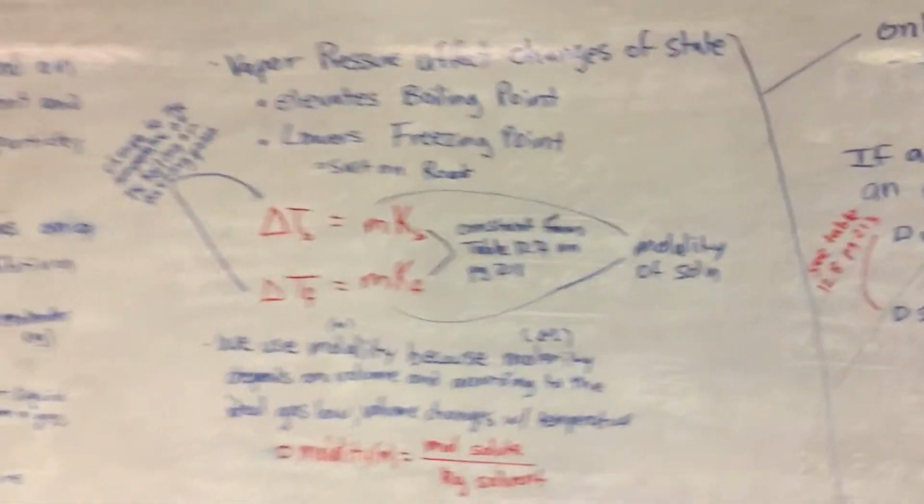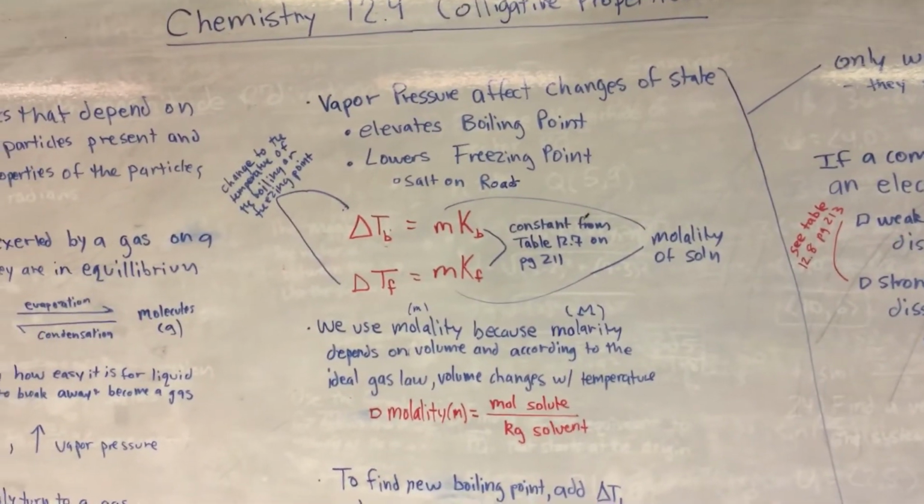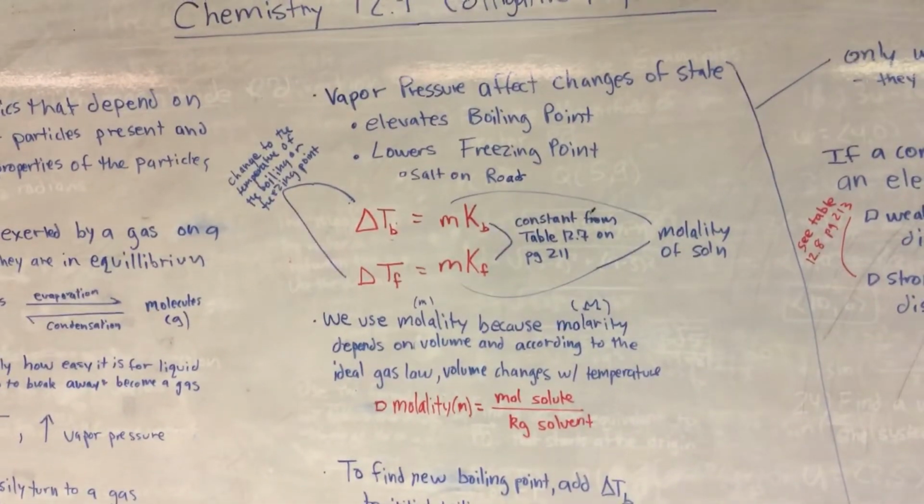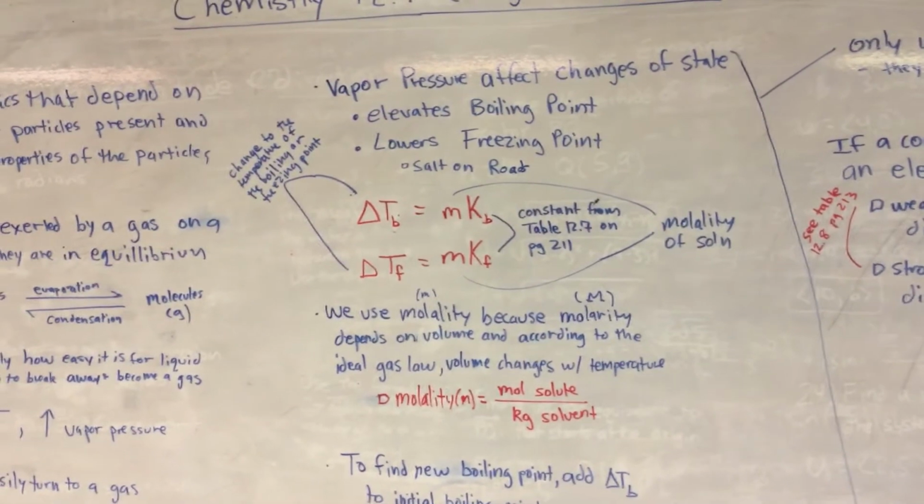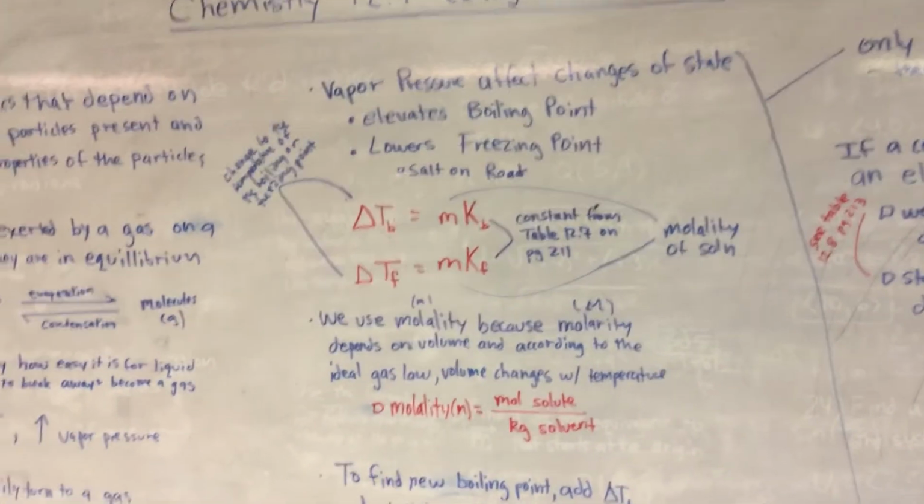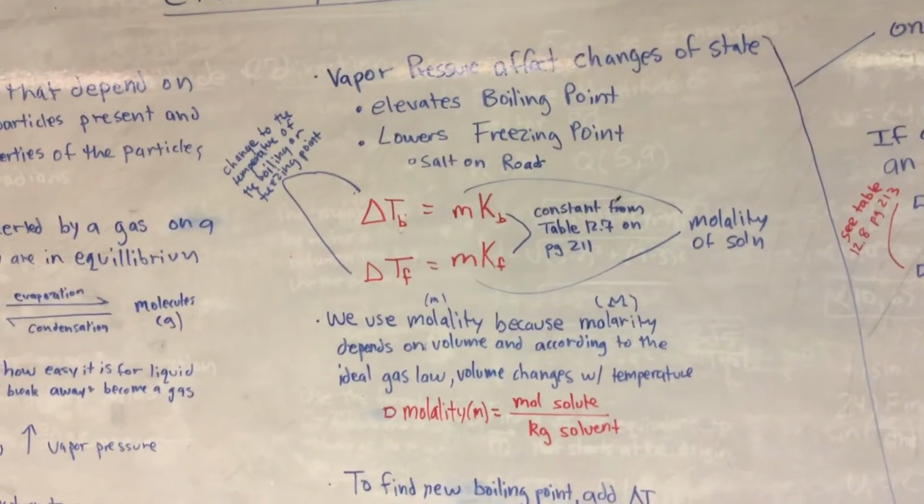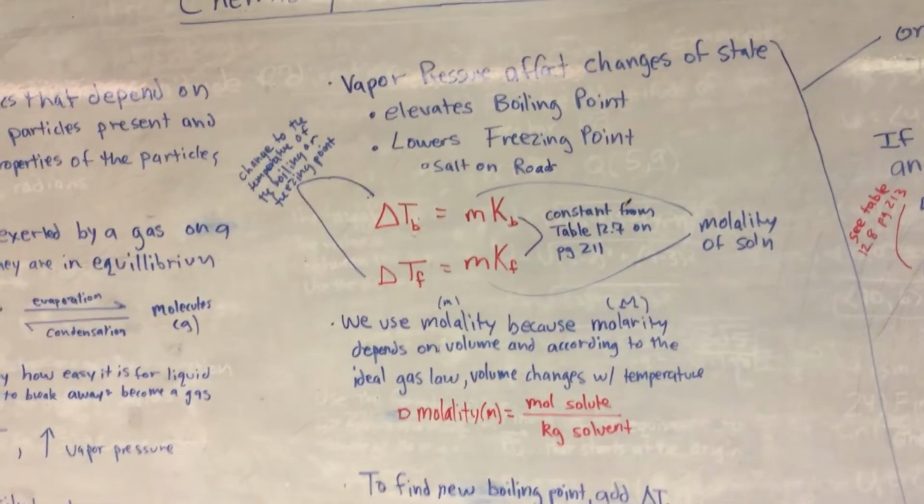Why vapor pressure is important is because it can affect changes of state that a liquid can undergo. Vapor pressure will elevate the boiling point, make it go higher, and lower the freezing point. An example of this is putting salt on the road. When we put salt on the road, it'll lower the freezing point and keep our roads from getting icy.